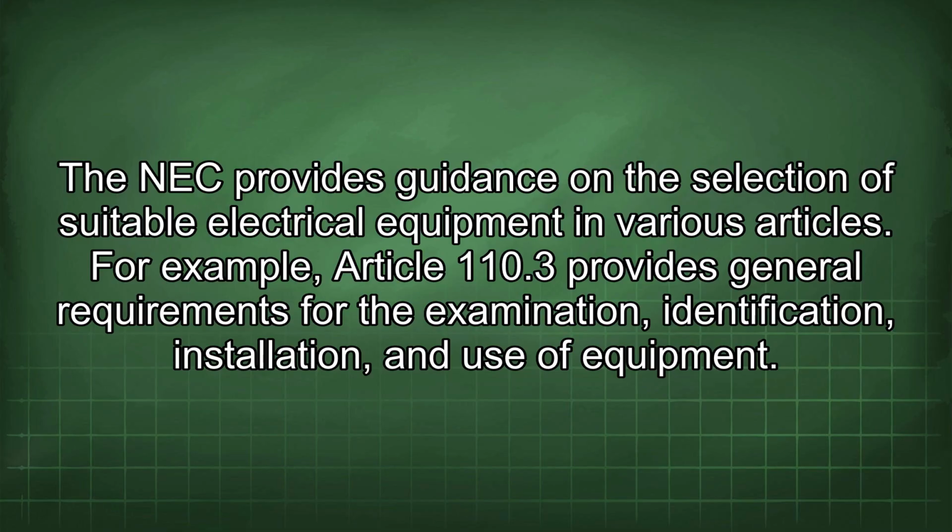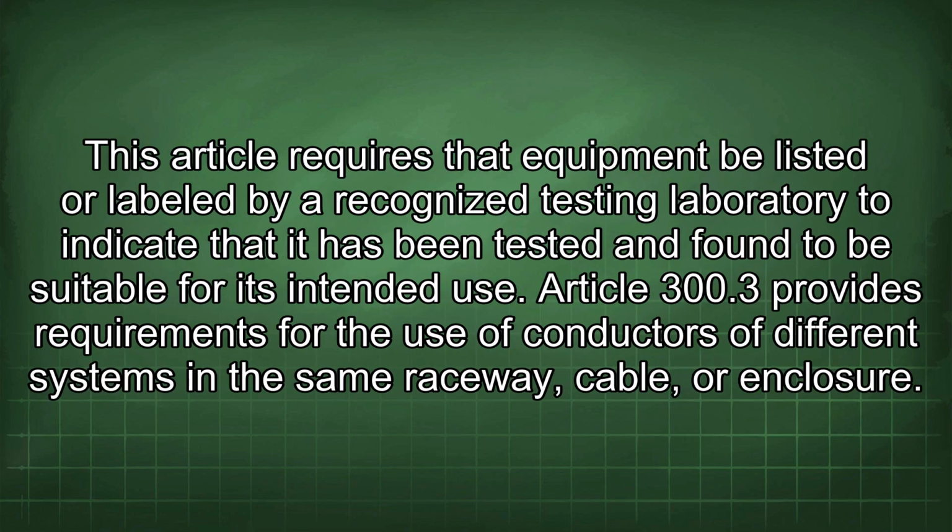For example, Article 110.3 provides general requirements for the examination, identification, installation, and use of equipment. This article requires that the equipment be listed or labeled by a recognized testing laboratory to indicate that it has been tested and found to be suitable for its intended use.